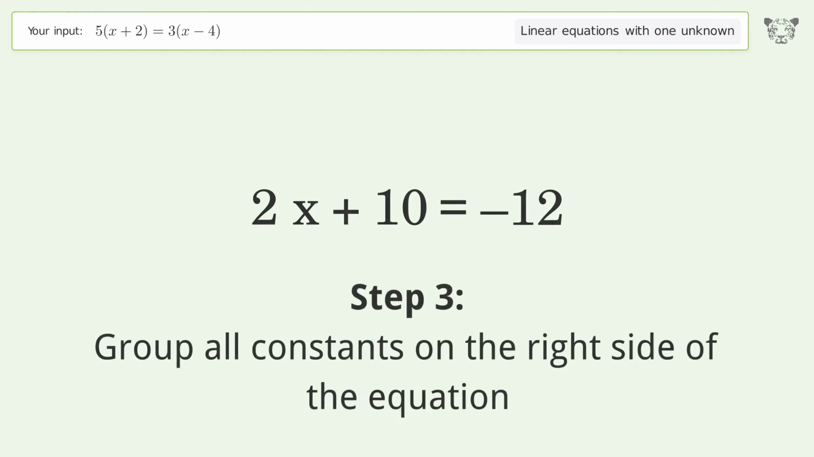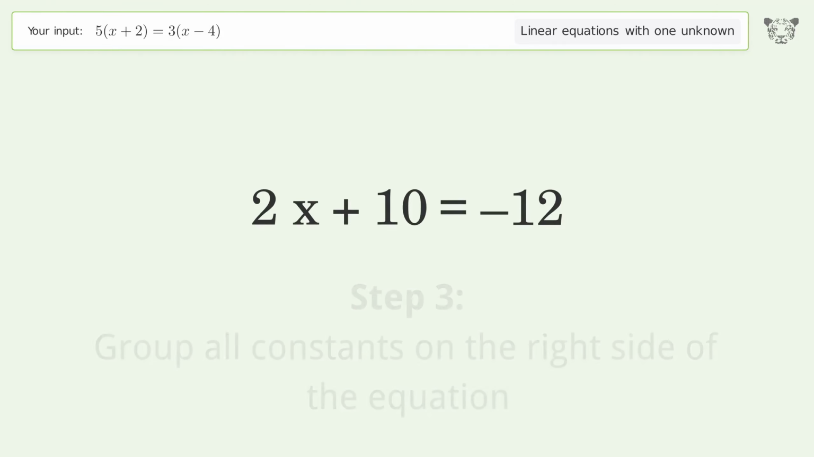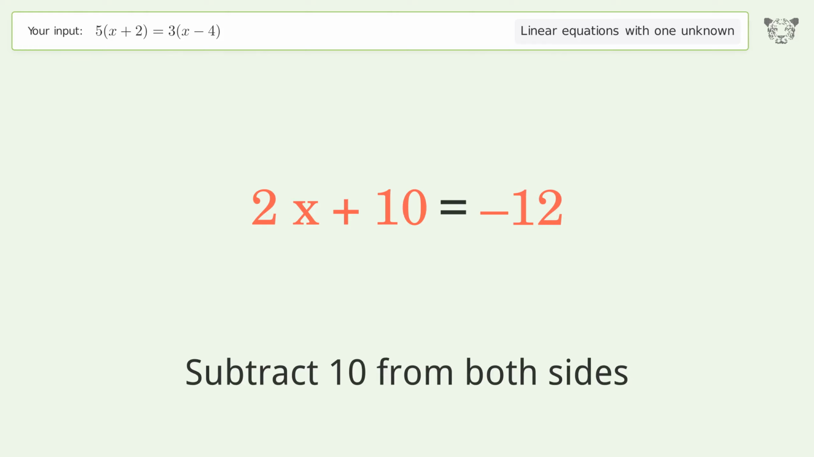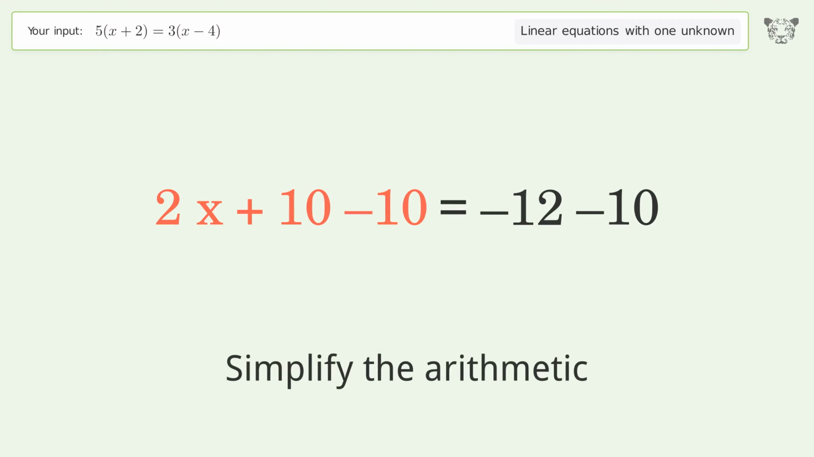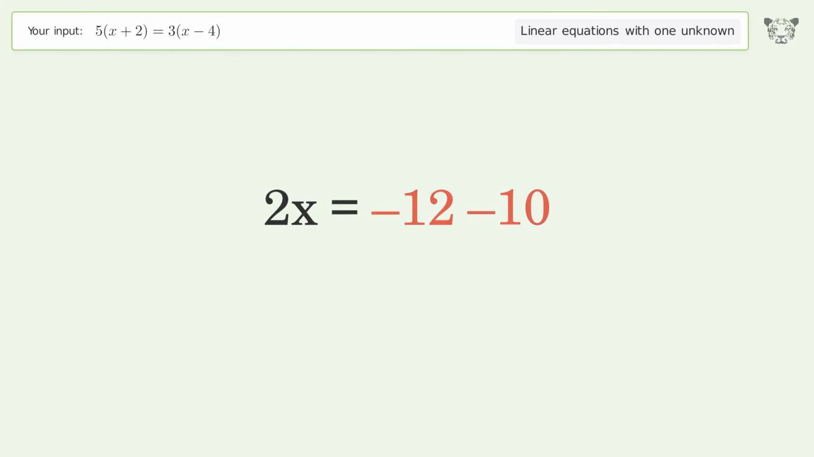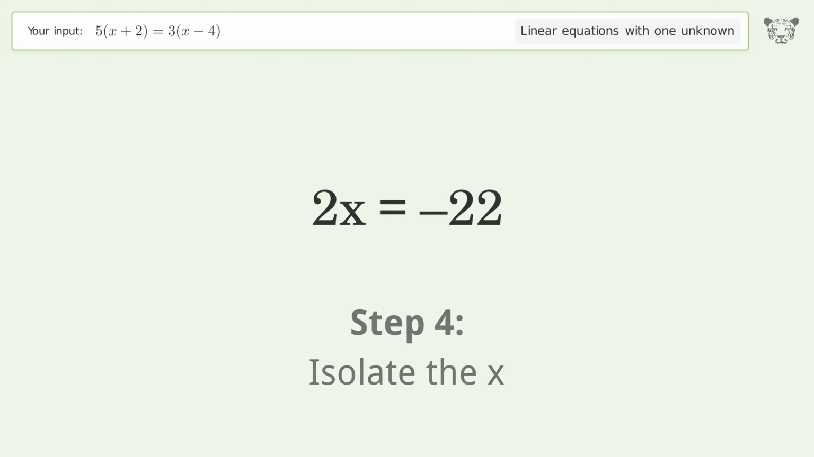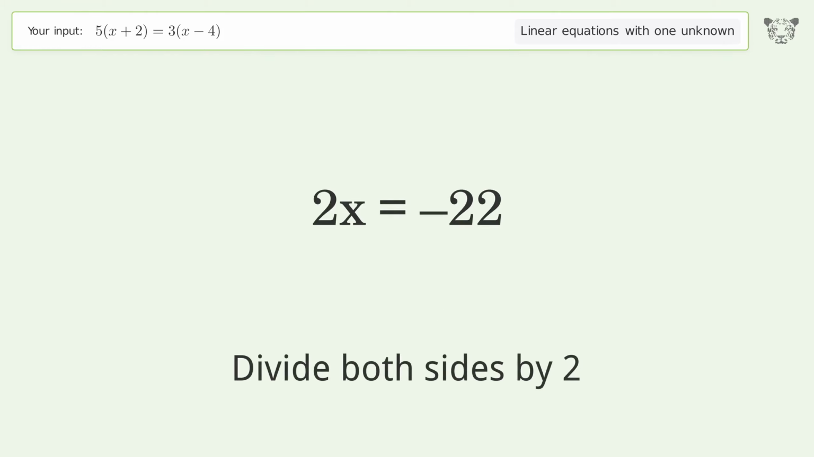Group all constants on the right side of the equation. Subtract 10 from both sides. Simplify the arithmetic. Isolate the x. Divide both sides by 2.